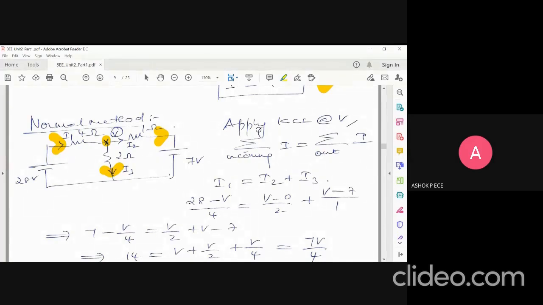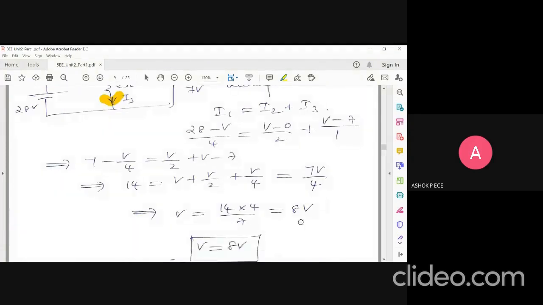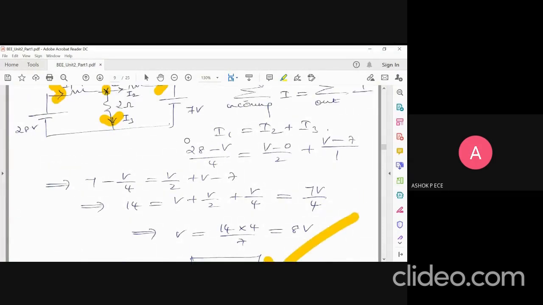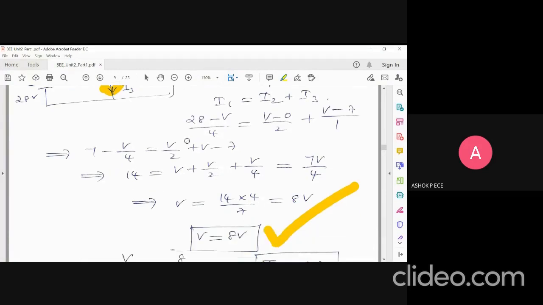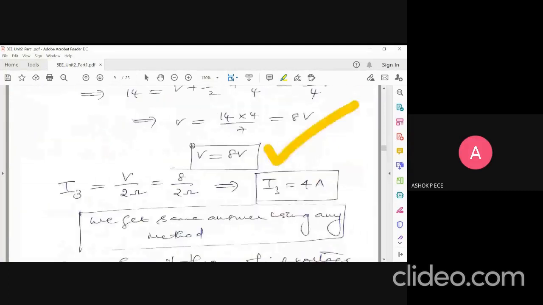So you take all V terms to one side, you take all constant terms to the other side. If you do that way, yes, V is equal to 8 volt. You will get V is equal to 8 volt. Sir, current through 2 ohm is 4 ampere, sir. Yes, I told you, obviously, you'll get the same answer.